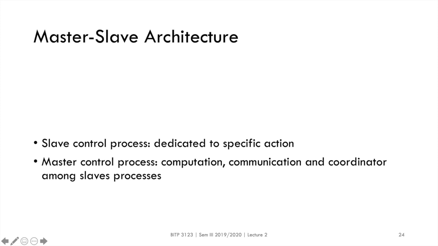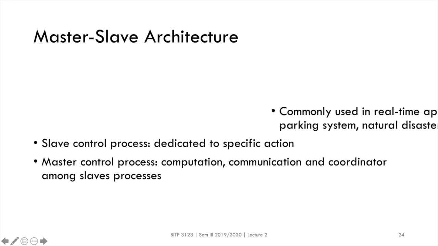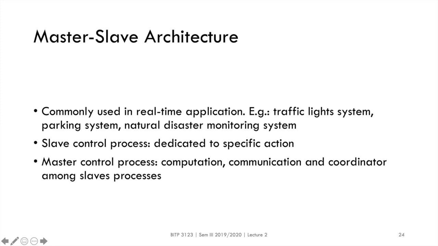Where do we usually use master-slave architecture? Commonly in real-time applications, where we use it the most. For example, traffic light systems, parking systems, and natural disaster monitoring systems.